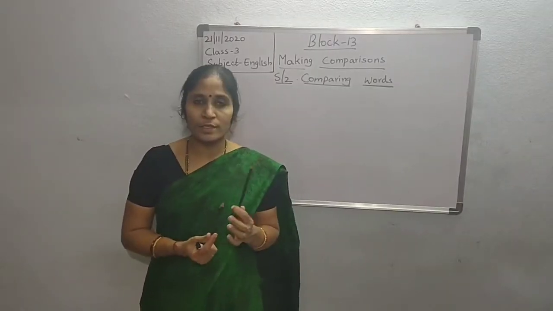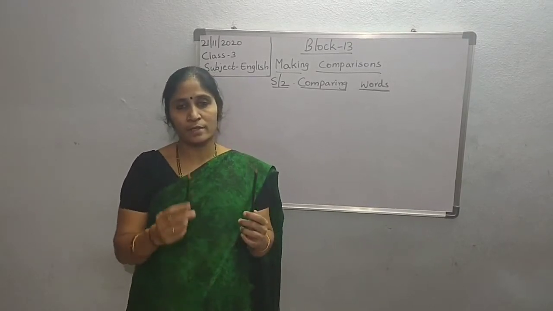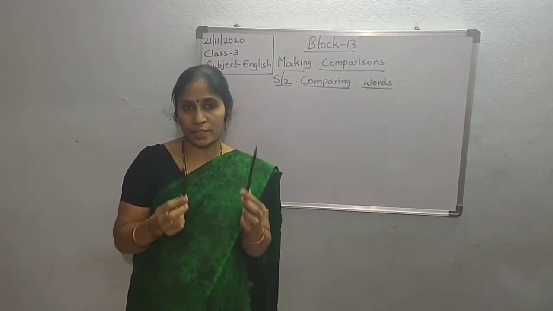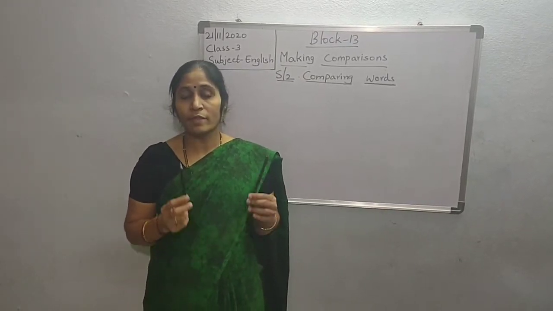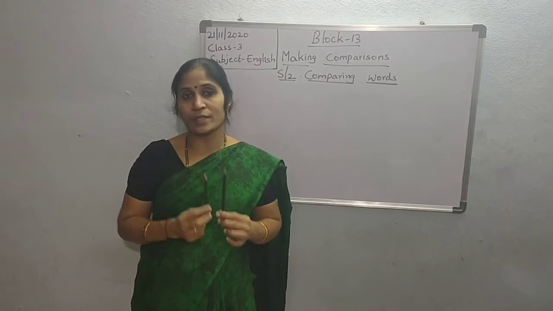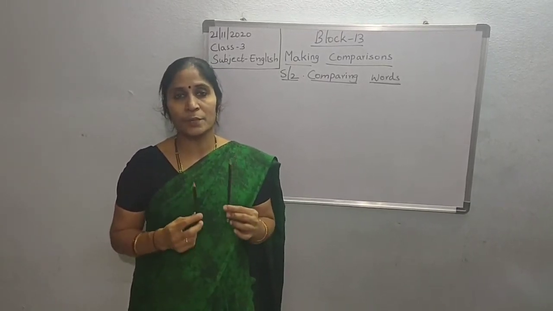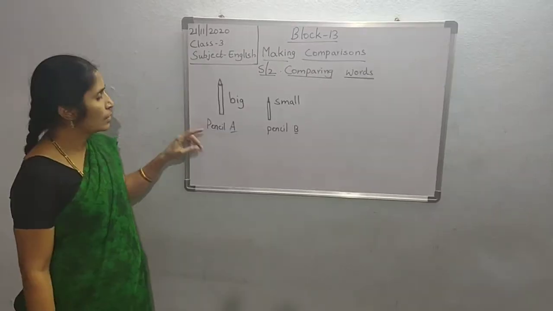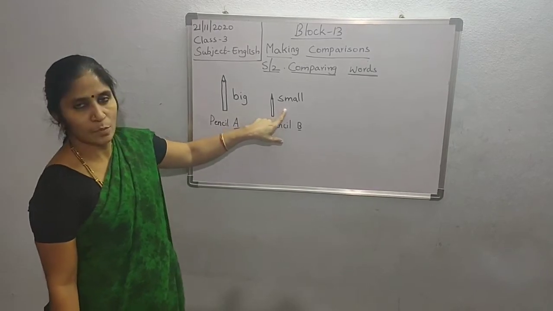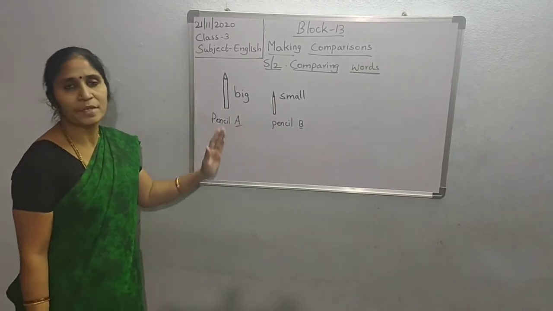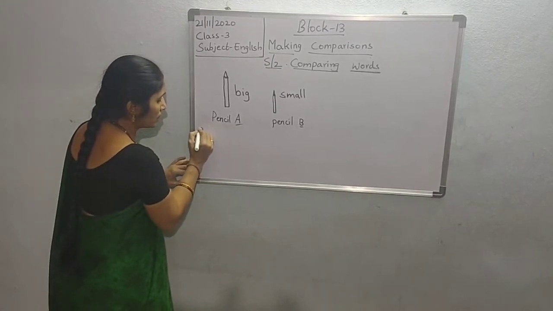Now children, what are these? These are two pencils. So this is a big pencil and this is a small pencil. These are the adjectives we are using for these pencils. For example, when we are going to compare these two pencils, what are the words we will use? How do we have to use the comparing words? So this is pencil A. This is big. Pencil B, small. So when we are writing comparing words, what do we have to write?